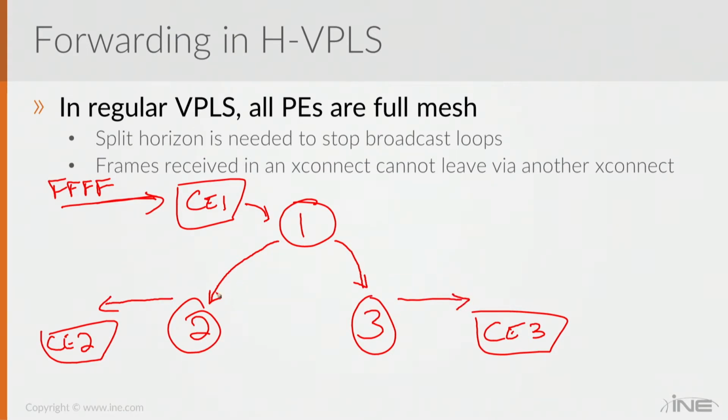Now, if router 2 were to take this broadcast frame in and then forward it over to 3, and then likewise 3 were to take it in and forward it over to router 1, this is where we would effectively create an infinite loop in the layer 2 network.